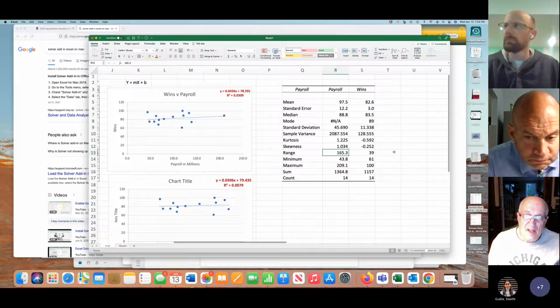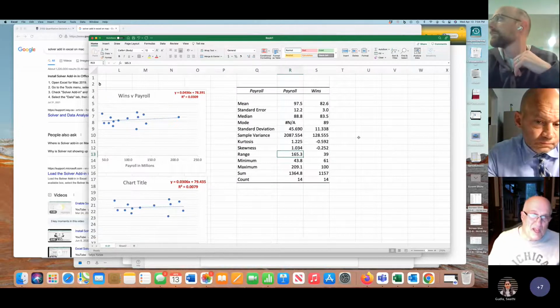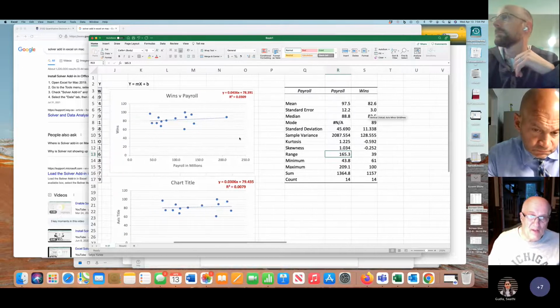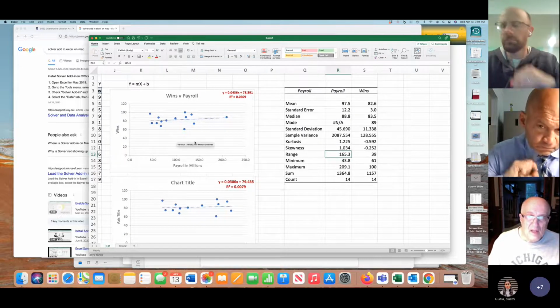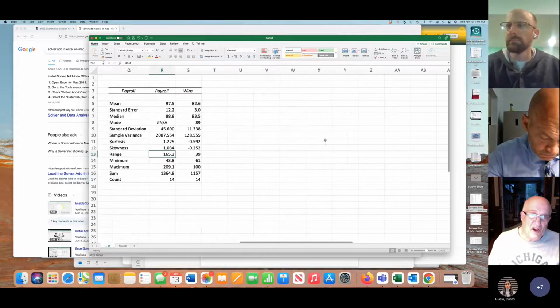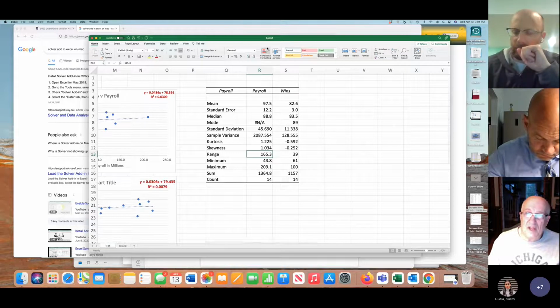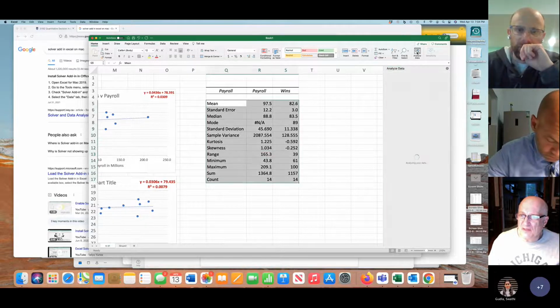Why do I do that? The same reason I draw a scatter diagram. I just want to see what I'm dealing with in the data. I want to see what it looks like if I can graph it. And I want to see what the descriptive statistics are. But now I want to do something else. I want to go into Data Analysis again. And I think there's even an Analyze Data tab here. I don't know what that does.